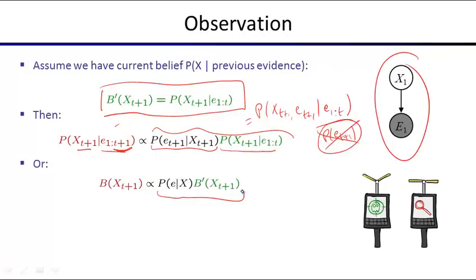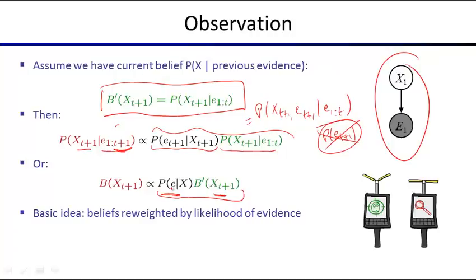All right, what do we do? It's just a join of two factors and then a renormalization. Intuitively, what's happening is that whenever a state is very likely, you'll reweight it by something high because the evidence is fairly compatible with it. And whenever a state is very unlikely for the current evidence, you'll weigh it down. And we normalize. Any questions about the observation update?